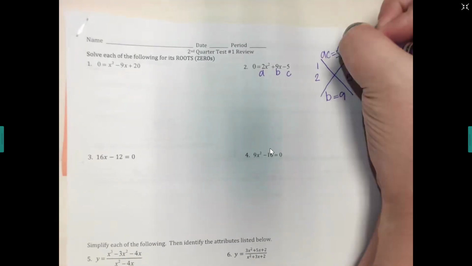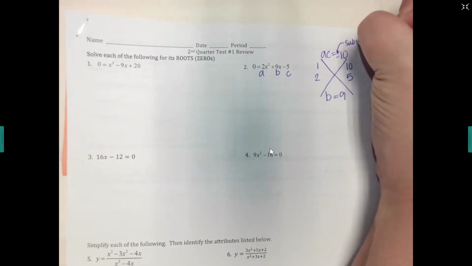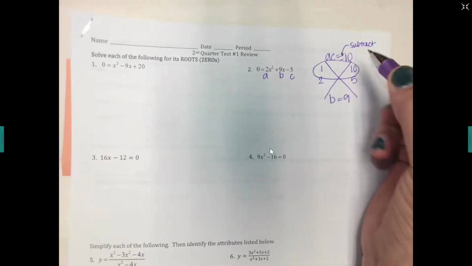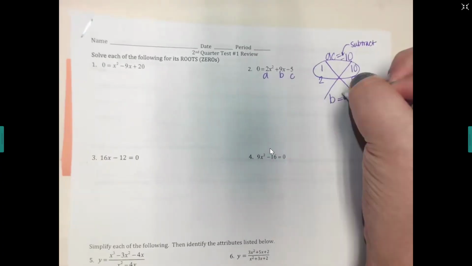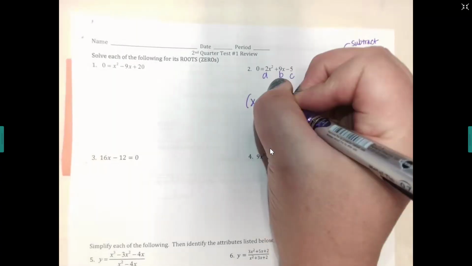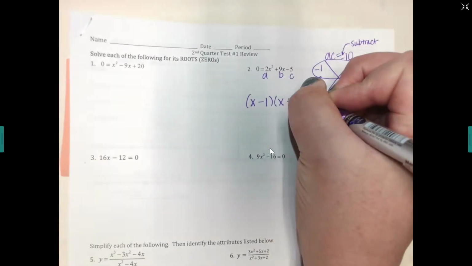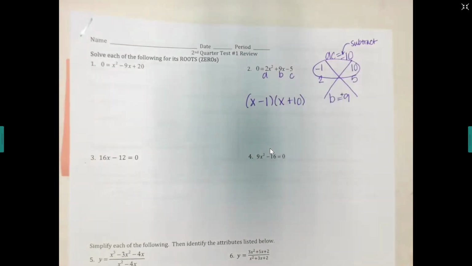Now remember, if the top of the chart is a minus, that means this is a subtract chart. So if I want my numbers to subtract to 9, who am I going to pick? And when I put the minus, if I want to keep my 9 in the middle as a positive 9, then I want to make sure to put the minus on the 1. Now remember, if your A is a 1, you're done. Your answer would be x minus 1 and x plus 10. That is not the case here because your A is not a 1.